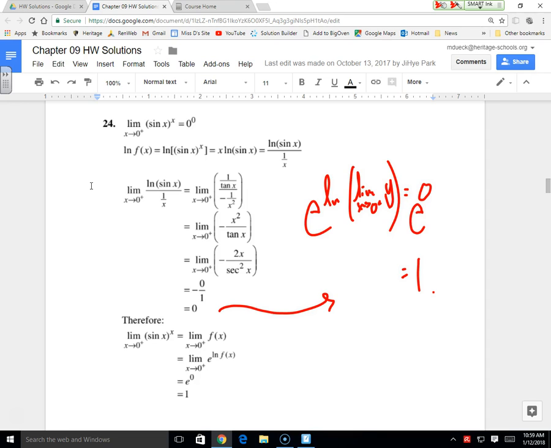Did we finish this one yesterday? I don't remember getting e to the 0 as 1. Okay, we did? I think we did. I remembered seeing sine of x to the x. I don't know what I was thinking of.